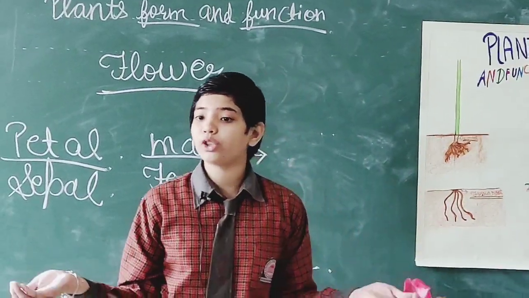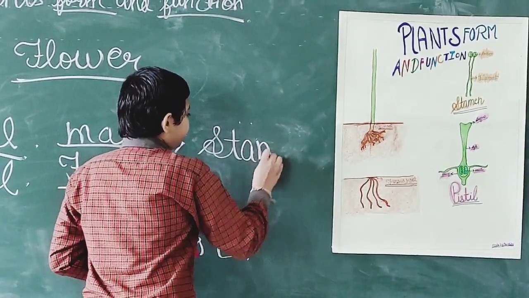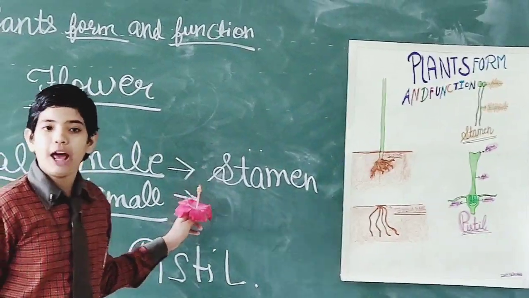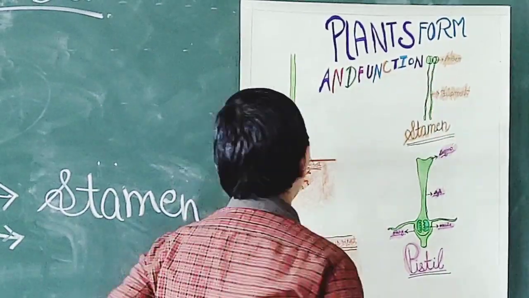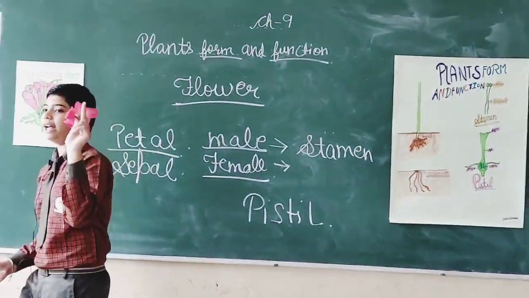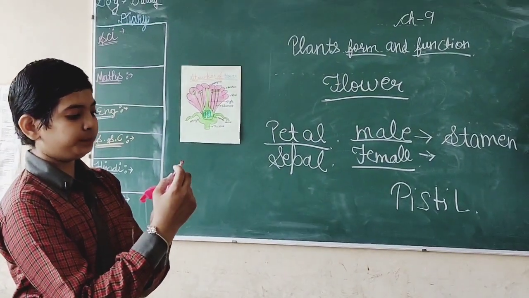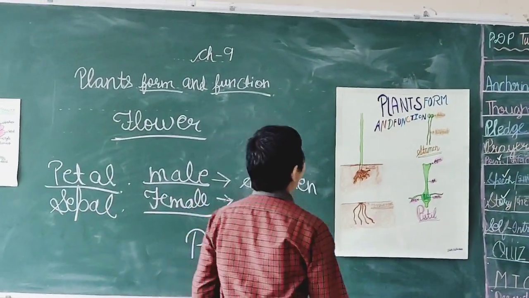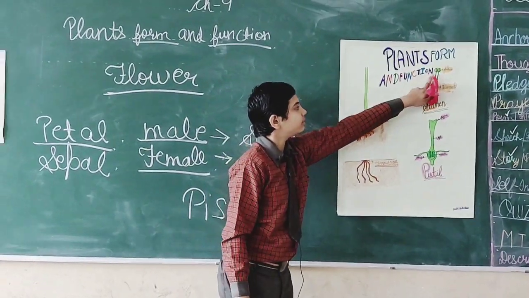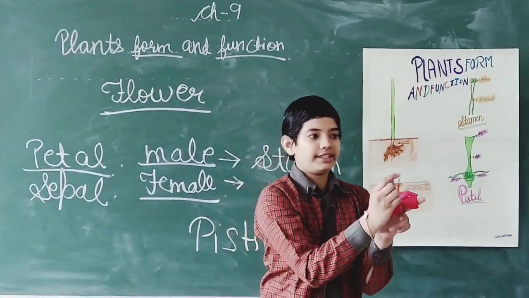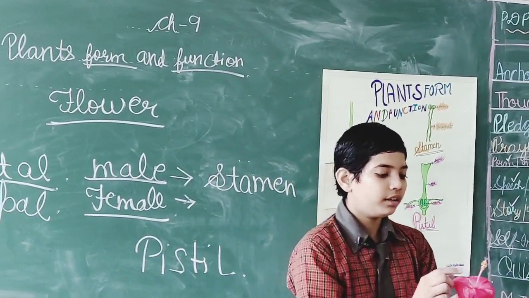Now we are going to study stamen in detail. Firstly, what is stamen? It is the male portion of the flower. The stamen has two parts. As you can see in the diagram, there is one part which is called anther.